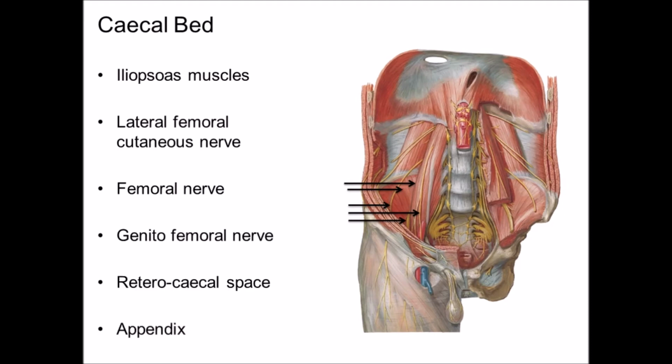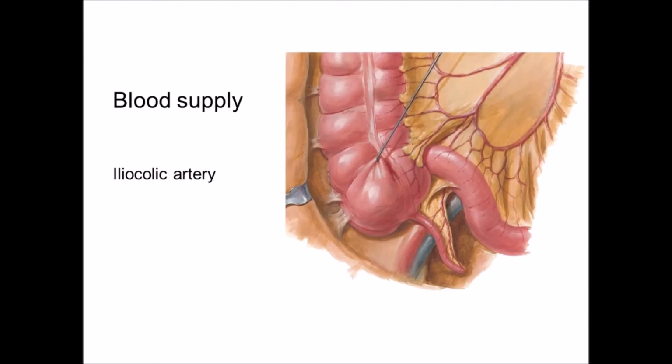The cecum is supplied by anterior and posterior cecal branches which are derived from the inferior division of ileocolic artery. Posterior cecal branch also supplies the base of appendix in addition to cecum. The veins from the cecum, they drain into the ileocolic vein. The ileocolic vein drains into superior mesenteric vein of portal venous system.